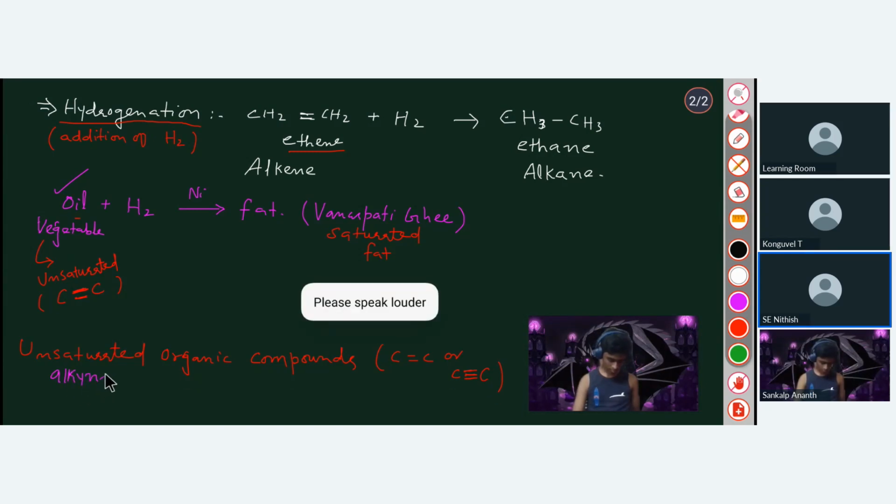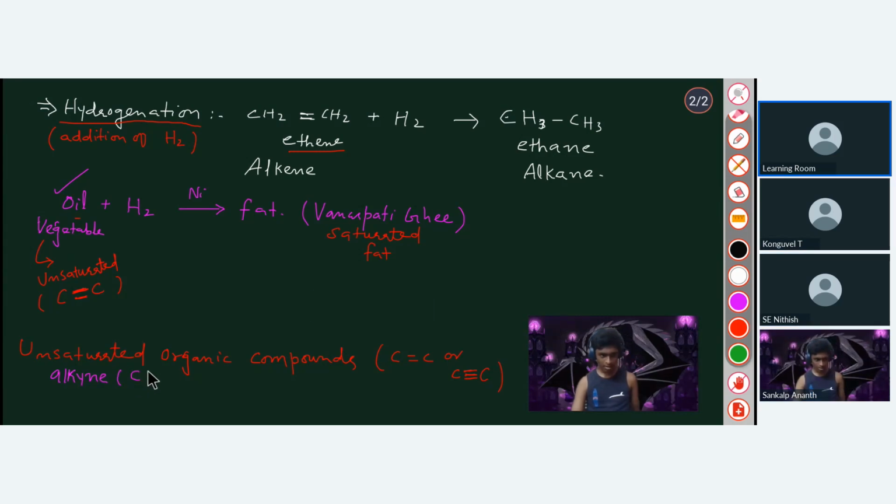No, I don't know. An alkyne is an organic compound which contains a carbon-carbon triple bond. For example, ethine, that is CH triple bond CH. This alkyne is known as ethine. Got it now? Yes, sir.